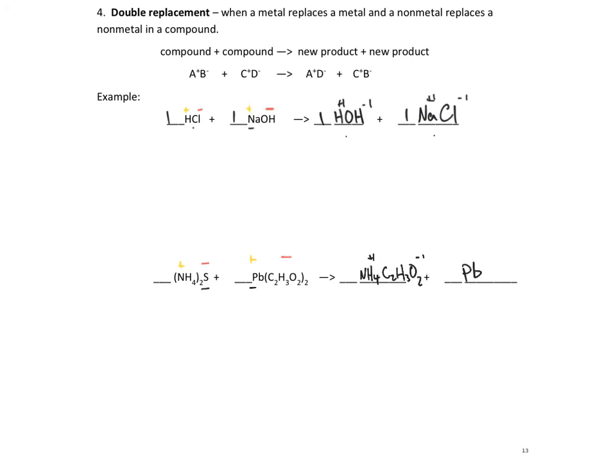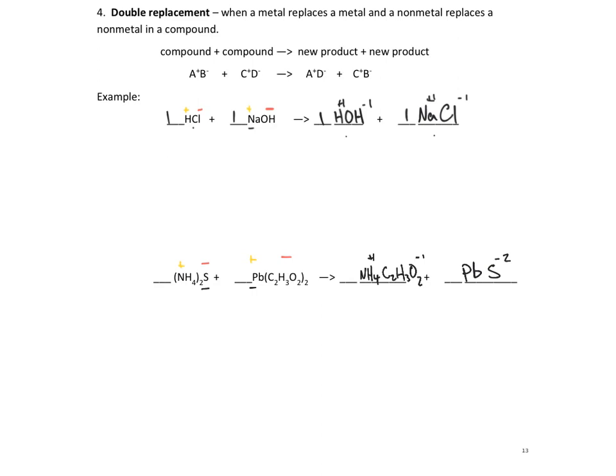So this one is super fun. Sulfur, you know, is a -2. But lead is one of those weird ones that can have multiple charges. Even though it's not inside the transition metals, it can have multiple charges. So you're going to have to figure out its charge.